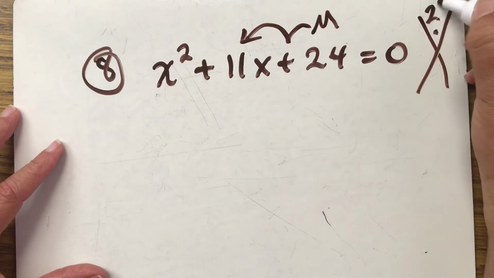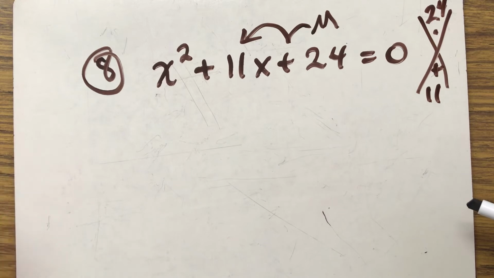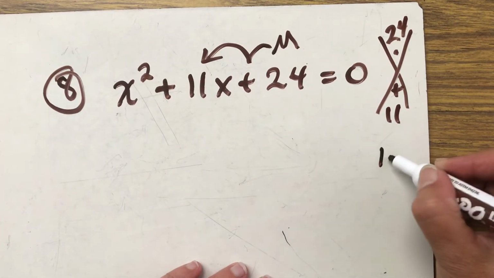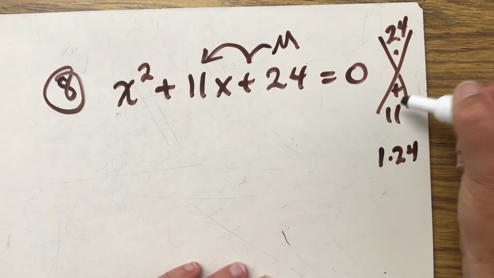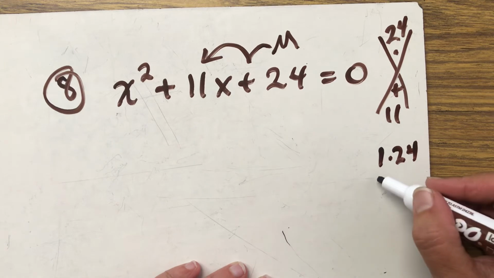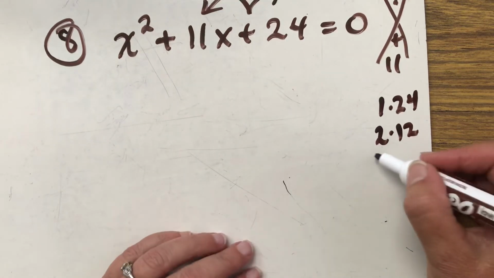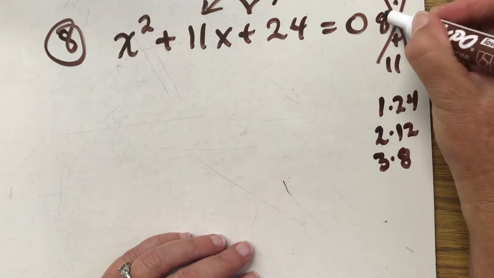So things that multiply to give us 24 that combine to give us 11. 24 is a tough one. There are lots of factors of 24. So we have 1 and 24. Well, that does multiply to give me 24, but it doesn't add to give me 11. We have 2 and 12. That doesn't add to give me 11. That adds to give me 14. We have 3 and 8. By golly, we have found it.